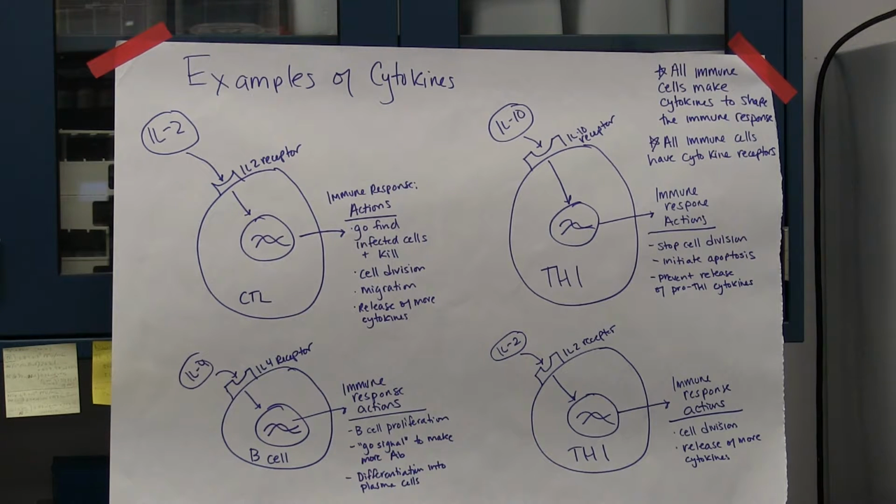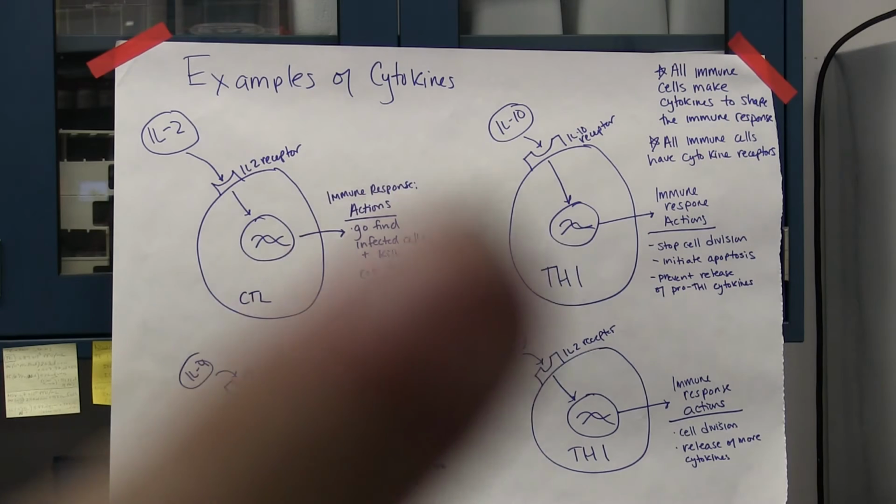So IL-2 stimulates the CTL to go find the infected cells and kill them, but also wants to make more of itself, so it gets activated to divide and proliferate. It also could tell it to migrate to the site of infection. And it also wants to release more cytokines so that it can enhance the immune response once it gets activated.